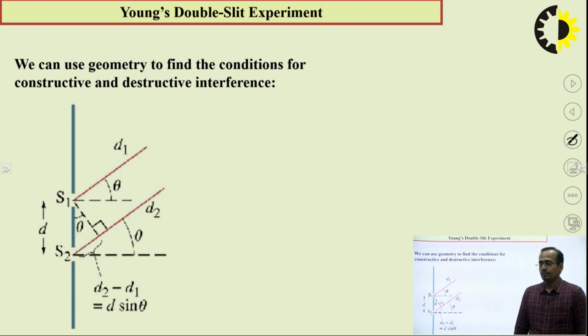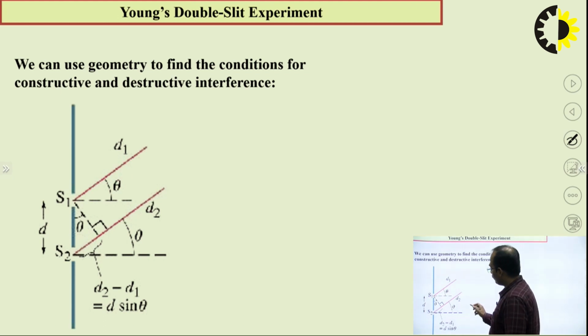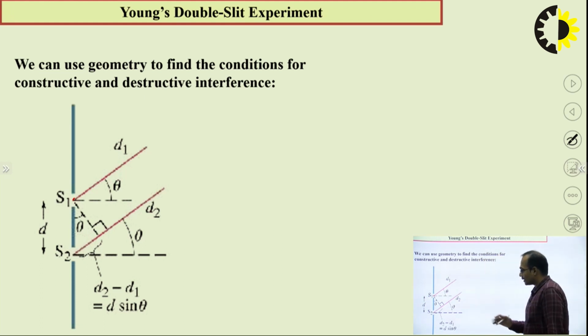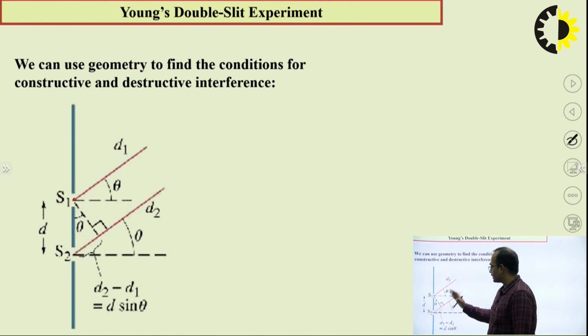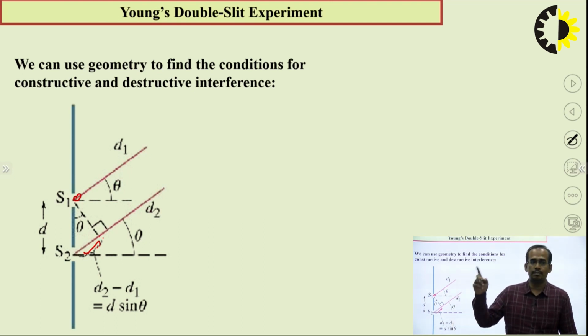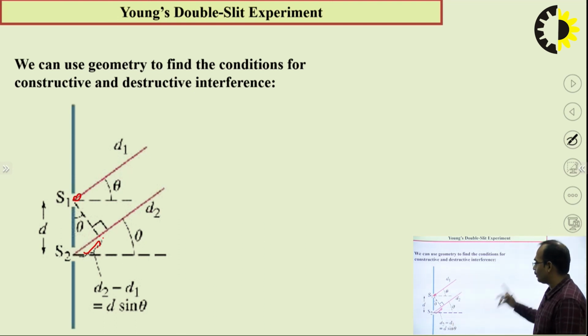Now, we can use this geometry to find the condition for the constructive and destructive interference. So, you can see here that the wave is travelling from slit 1 to slit 2. What is the path difference? The path difference is the extra path travelled. If I draw a perpendicular from this point to this line, we can see the extra path travelled by wave 2, the wave which is passing from slit 2. This extra path is nothing but the path difference.